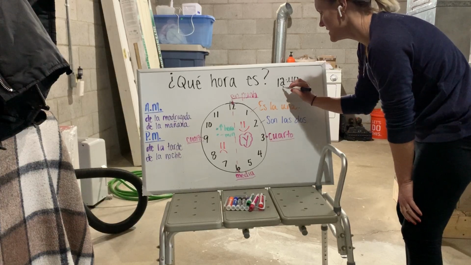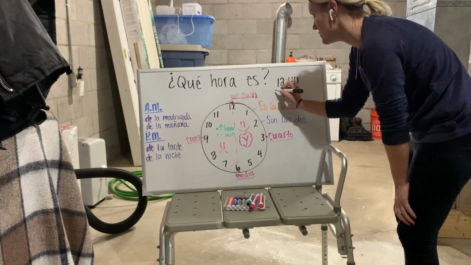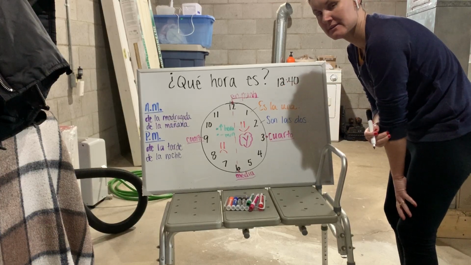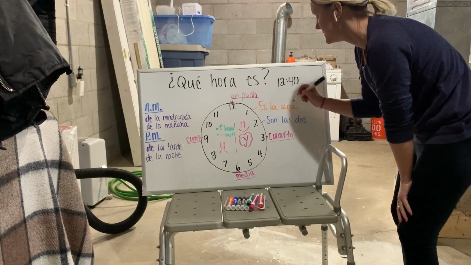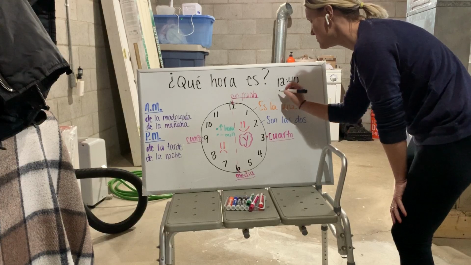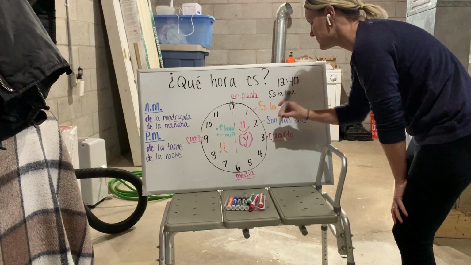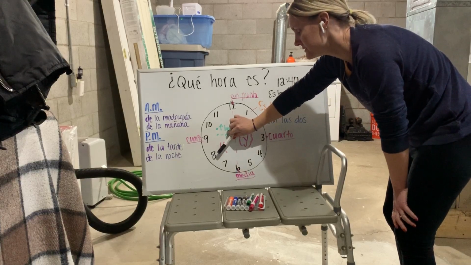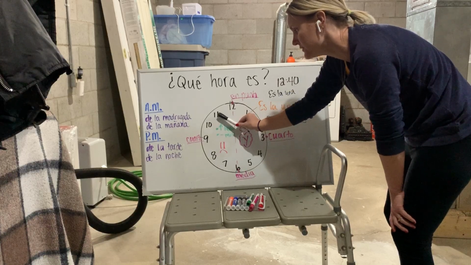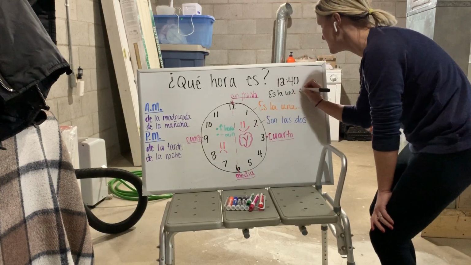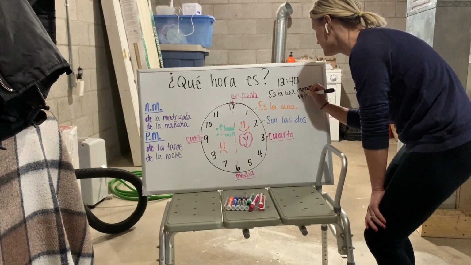Okay, so our next hour would be 1 o'clock, right? Because that's the next hour. So how do we say it's 1 o'clock? Do I say son las una? Nope. We say es la una. Okay, my minute hand was here. So for me to get to 1 o'clock, I would have 5, 10, 15, 20 minutes. So es la 1 menos 20.